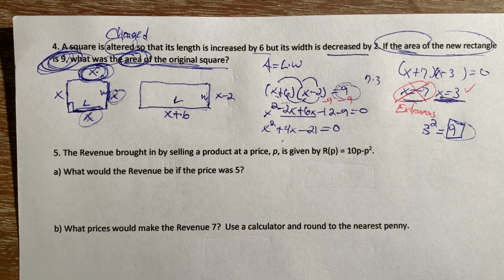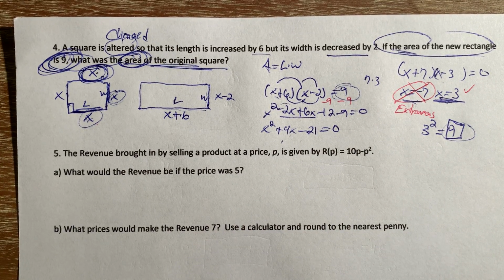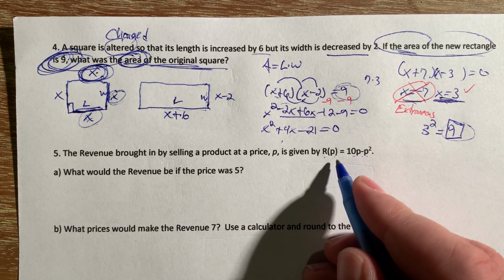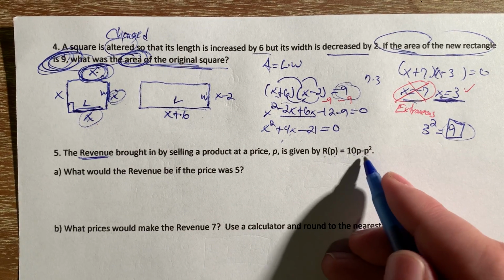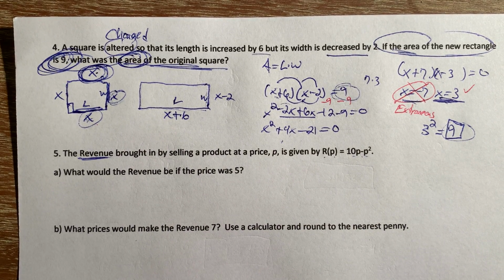Okay. The revenue brought in by selling a product at a price P is given by R of P equals 10P minus P squared. So this is a formula that tells us the revenue for different prices. Okay, what would the revenue be if the price was 5?